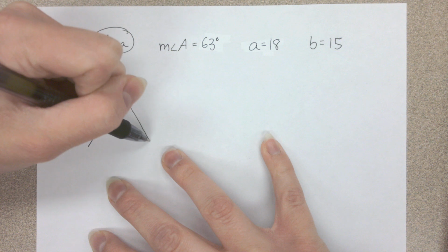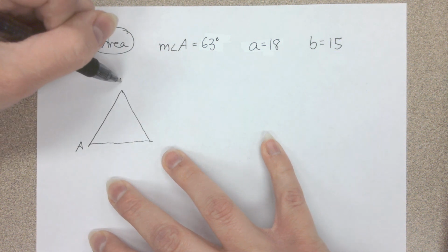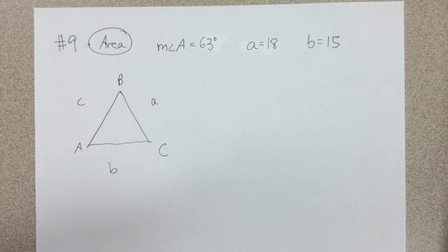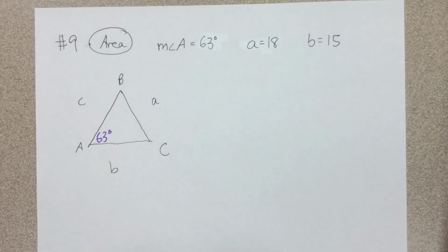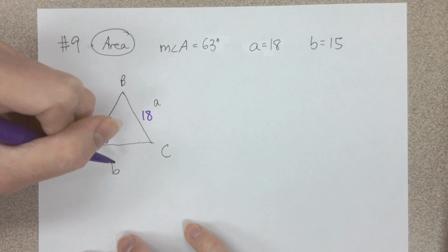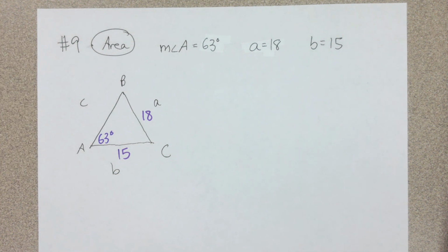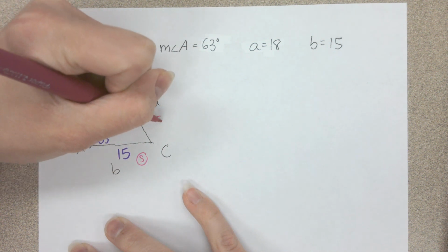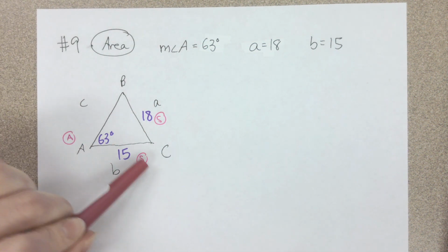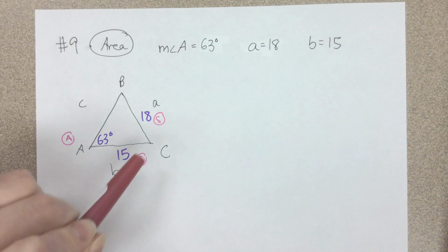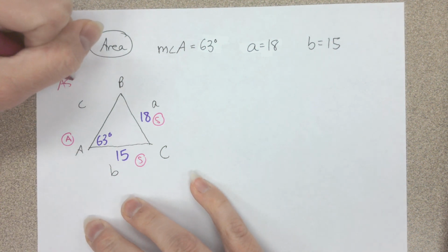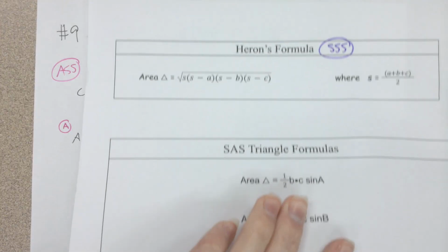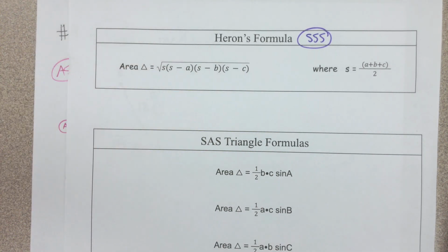Picture A, B, C, little a, little b, little c. Angle A is 63 degrees. Side A is 18 and side B is 15. We have an angle right here and 2 sides. Not the sides around that angle, so this is ASS. Not an issue if it's area, obviously, but it doesn't fit into either of these 2 categories, not immediately.